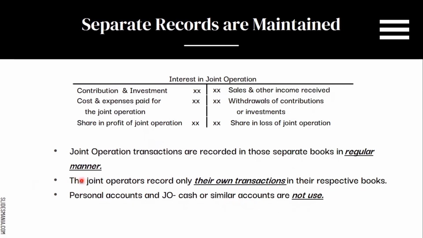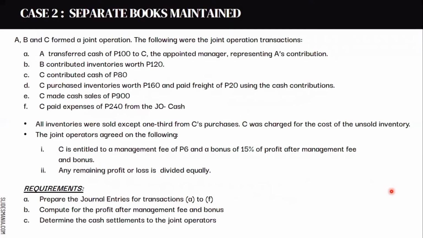Tapos sabi niya dito, the joint operators record only their own transaction in their respective books. So, hindi na po kailangan na mag-record ang bawat parties ng transaction doon sa joint operation sa kanilang individual books. Ang ire-record lang po nila is yung sarili nilang transaction na kung saan involved sila sa joint operation. So, ito. Separate books maintained.